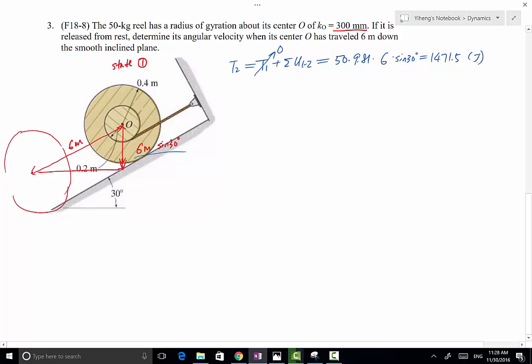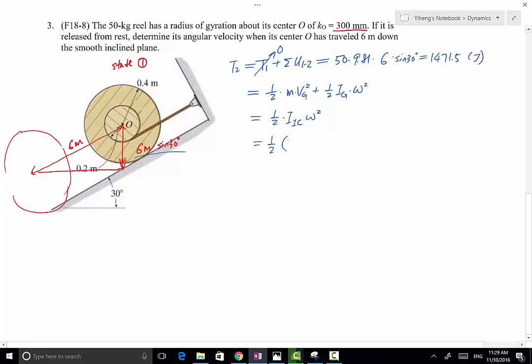And that equals the total kinetic energy T2, which for general plane motion, this is general plane motion. The reel is doing general plane motion. It is not rotating about a fixed axis. Therefore, the general equation is 1/2 m vG squared plus 1/2 IG omega squared. But for general plane motion, if we can locate its instantaneous center of zero velocity, then this equation is 1/2 I_IC omega squared.